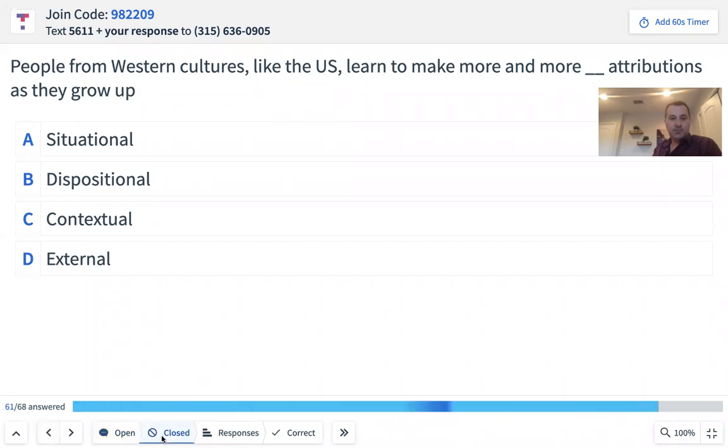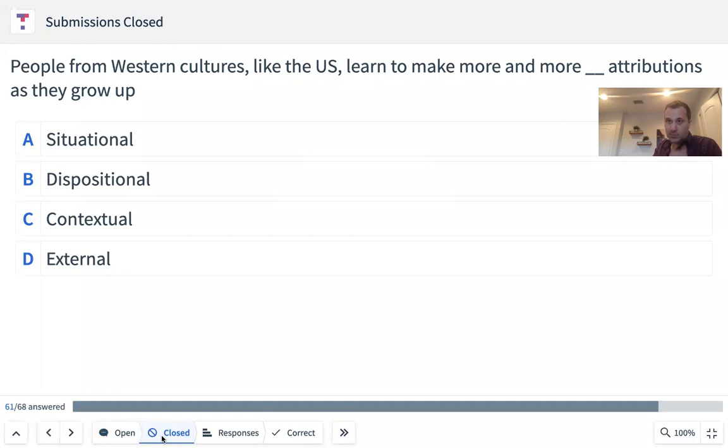Okay, so we talked a lot in the attribution section about how we will sometimes make situational attributions, sometimes we make internal attributions, and we talked in Western cultures about how we tend to make a lot of internal attributions for other people's behavior. And then we learn to make those attributions over time. So what I'm really asking is, which of these 4 types of attributions is a synonym for an internal attribution? And so that would be B, dispositional attribution.